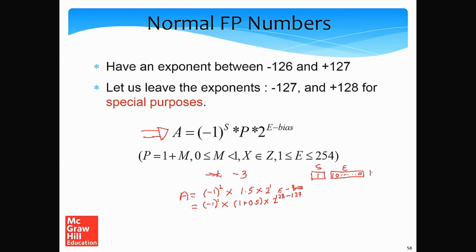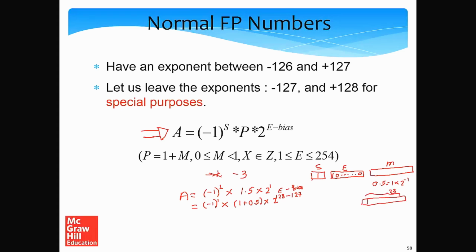Now let's come to the mantissa. So the mantissa part is 0.5. If we want to represent 0.5, it is basically equal to 1 times 2 to the power minus 1. The mantissa contains 23 bits, right? So it's a 23-bit mantissa.